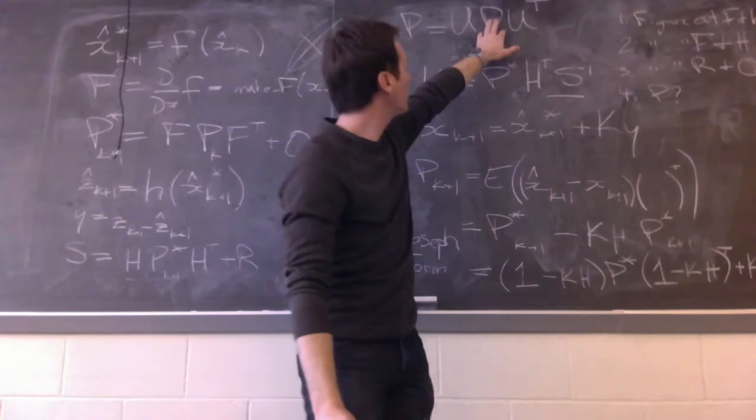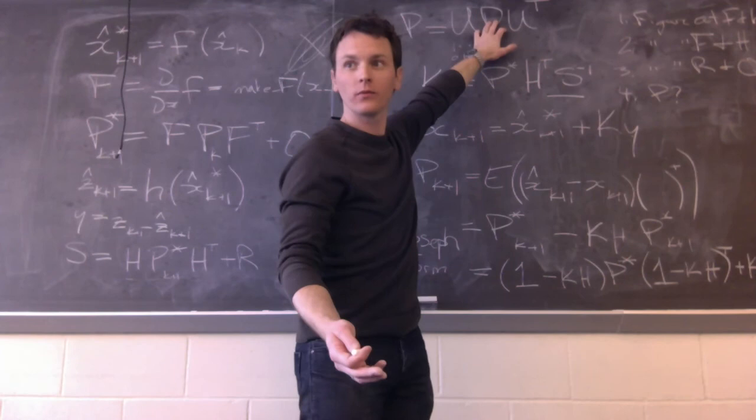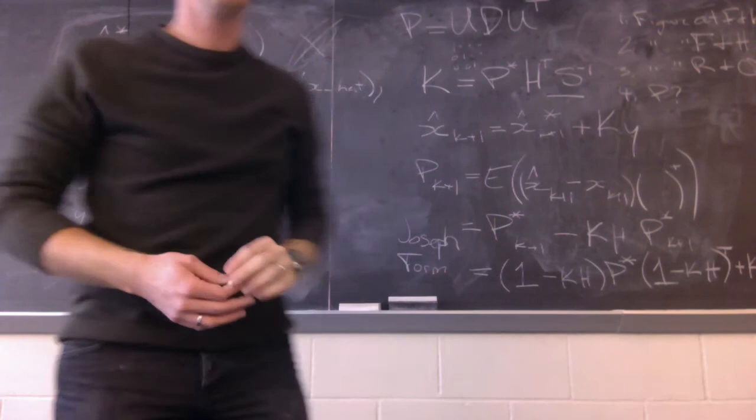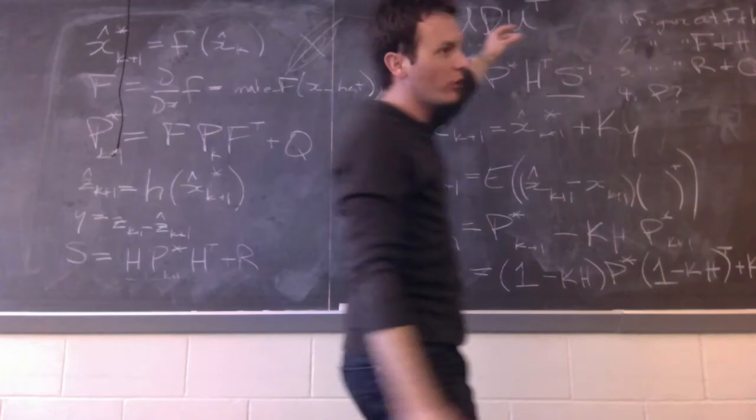So all the uncertainty gets represented in D now, which is diagonal, easy to update. And then U is this little matrix. And U and D change over time. But suddenly, the numerical problems just disappeared. They just totally went away. So this will be called a UD filter.